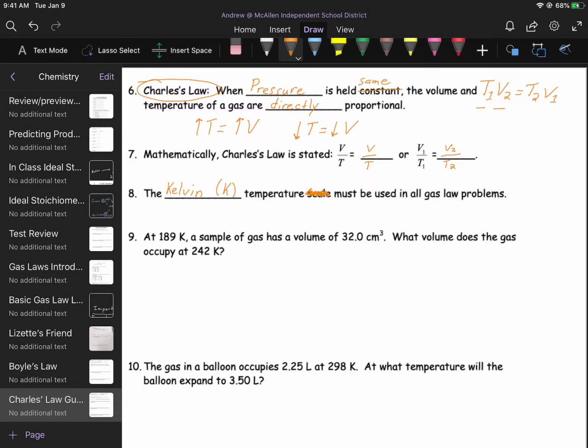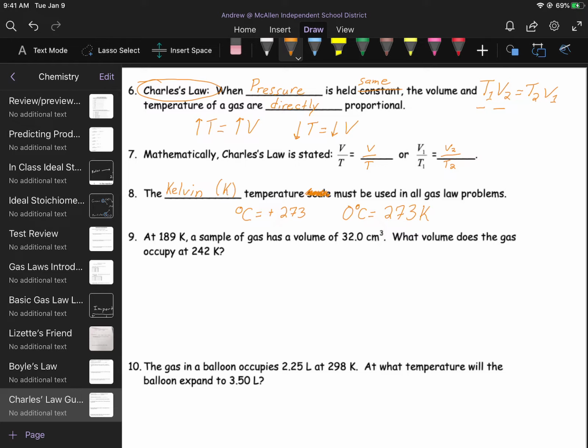Now, sometimes I'll give it to you in Celsius. To turn Celsius into Kelvin, you're going to add 273. So 0 degrees Celsius would be equal to 0 plus 273, which is 273 Kelvin.